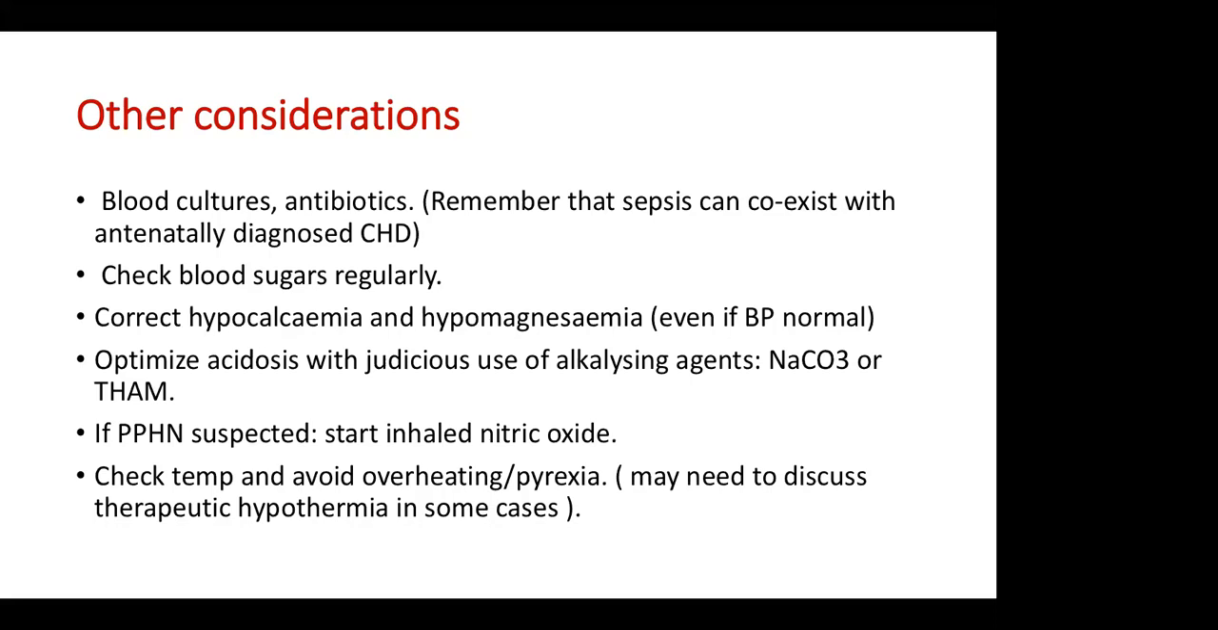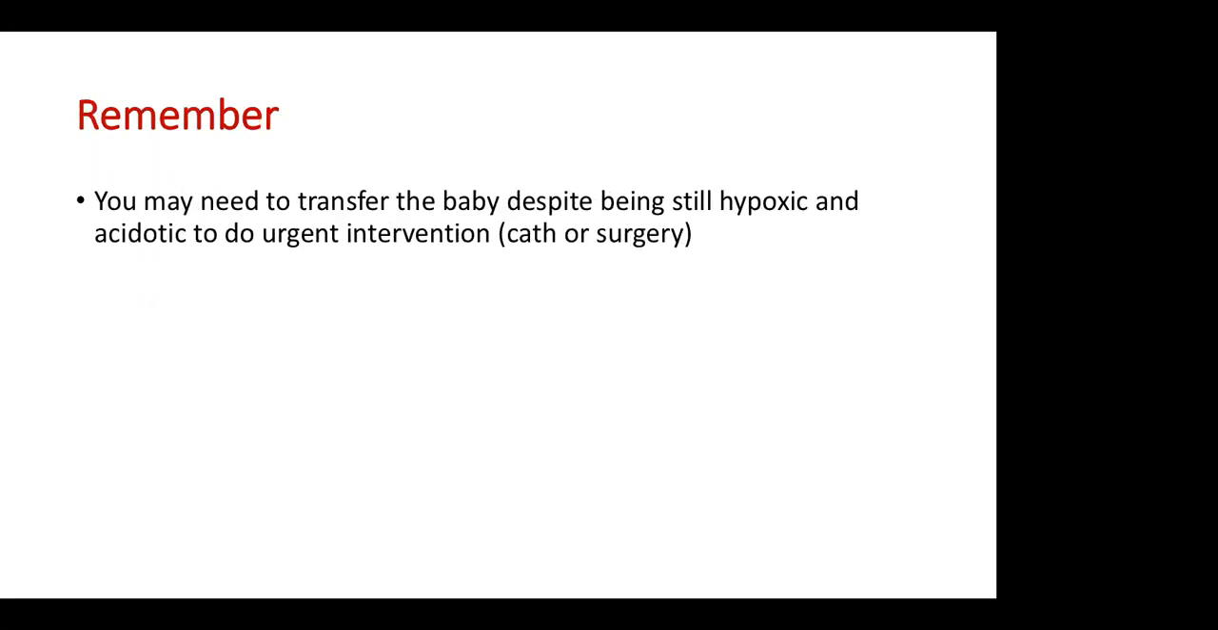If pulmonary hypertension is suspected, start nitric oxide. Check temperature, avoid overheating the babies, treat fever, and sometimes you might consider using therapeutic hypothermia in case of severe shock.